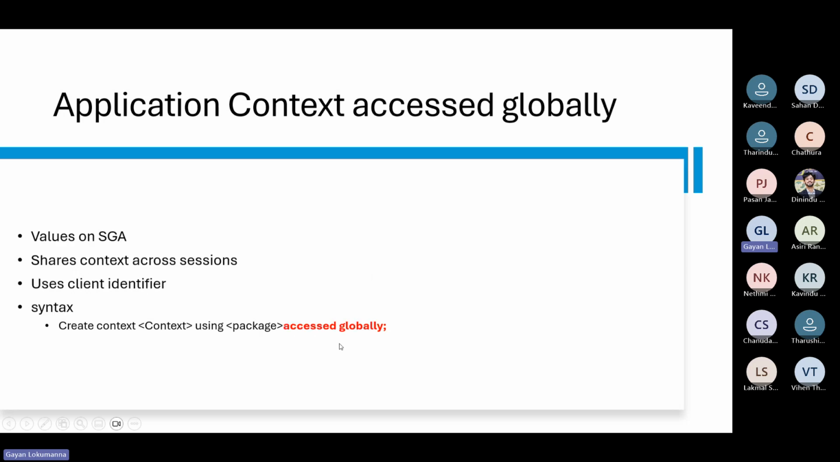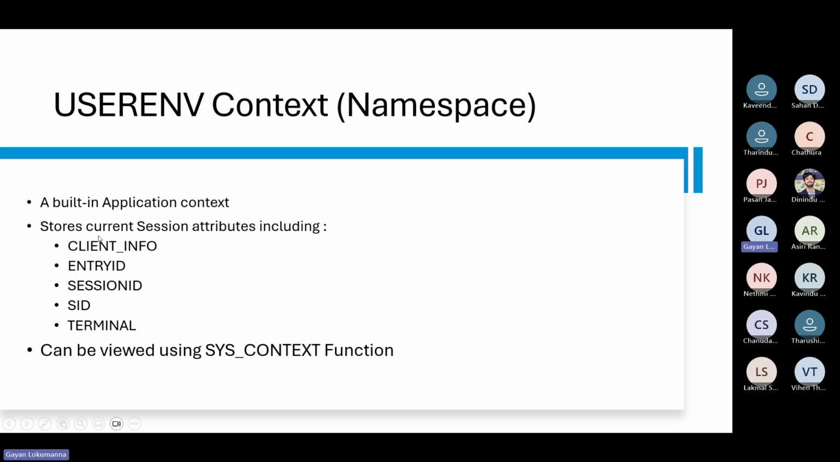Similarly, for accessibility, you have the local accessibility, and you can also have the global accessibility, where, when you are creating the context, you have to mention that it can be accessed globally. So I told you, your context attributes and the corresponding values will go into the SGA, so that they will be shared across all the sessions in the database. So the user env, we came across certain information. We extracted a few pieces of information using the sys_context function.